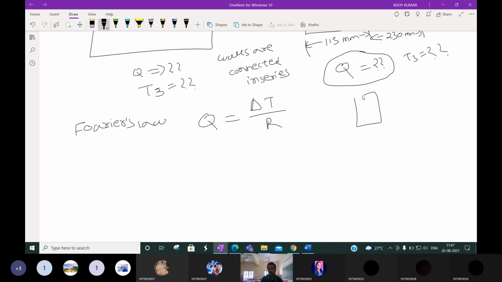For a plane wall, what is the value of R? Can anyone say? Please say what is the value of R. R is the resistance to heat transfer. What will be the value of R?